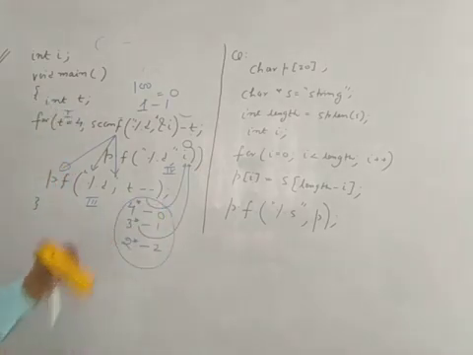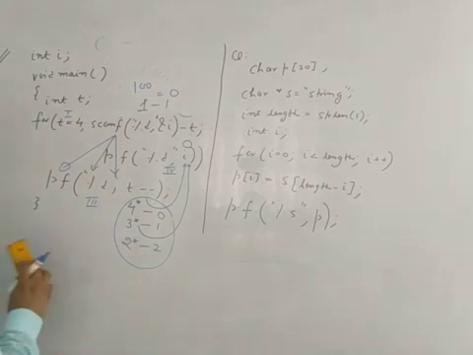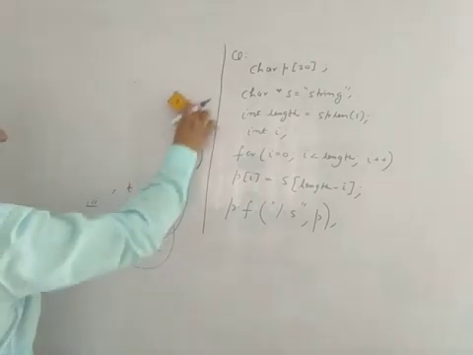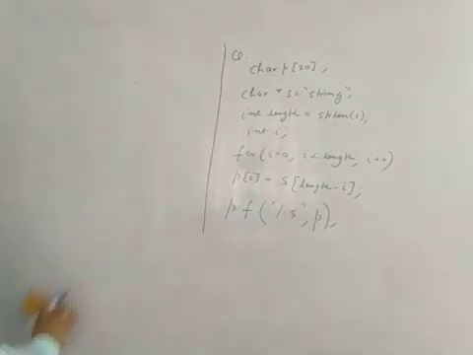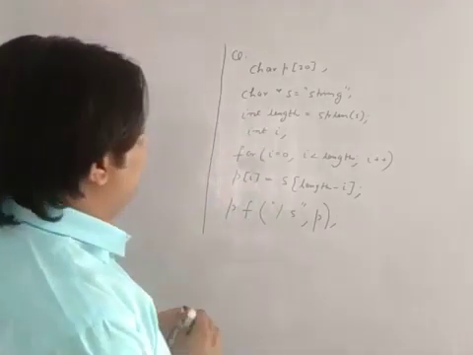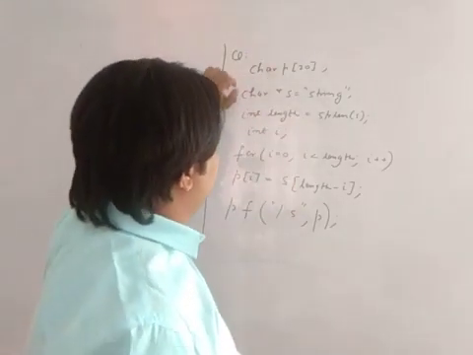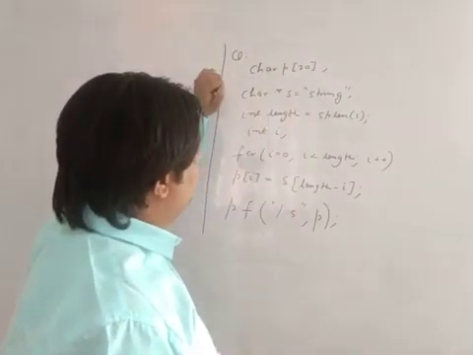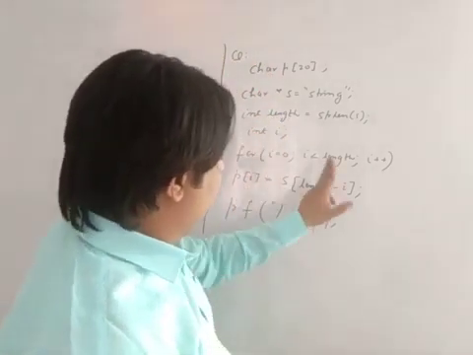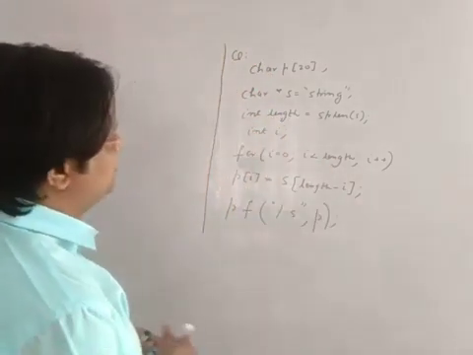Alright guys, so it's a good question. Now moving on to the next question. I am writing char star s is equal to string. I have taken an array p having 20 characters. Star s is equal to string. Int length is equal to string length s. Int I for I equals to 0. I less than length I plus plus 5.